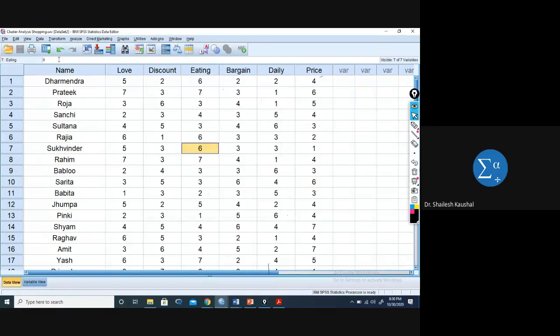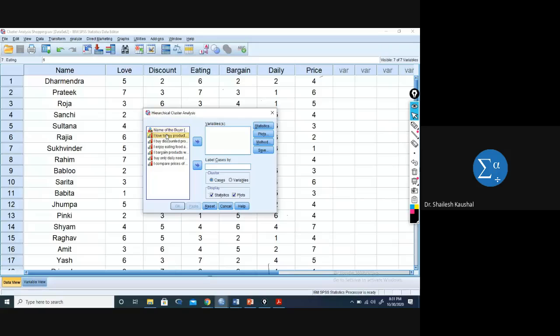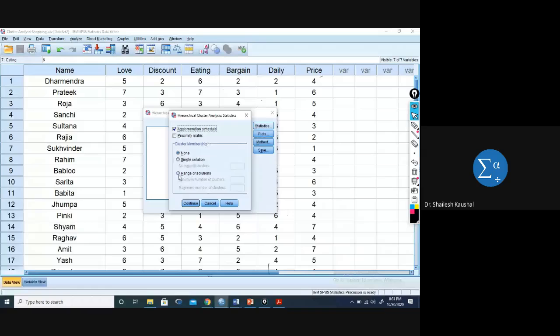You can see how to perform hierarchical cluster analysis: analyze, then classify, and hierarchical cluster. Then I will select all the 6 questions and transfer them into variables. And the name of the buyers I am transferring into label cases by. Then I'm clicking statistics. Now I'm taking range of solution. How many clusters do I need? I need 2 to 4.